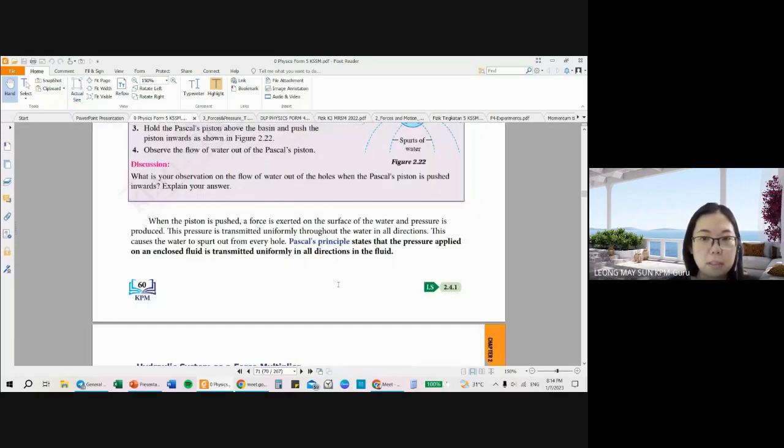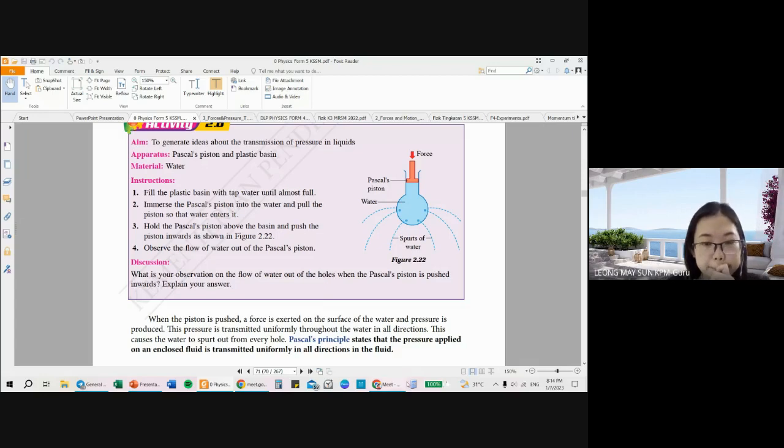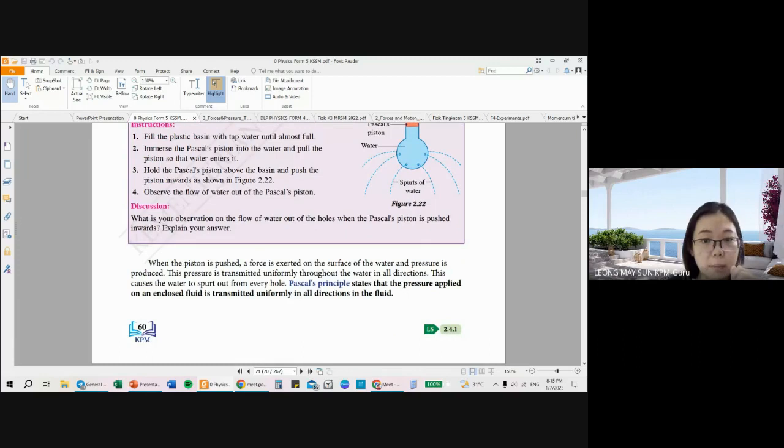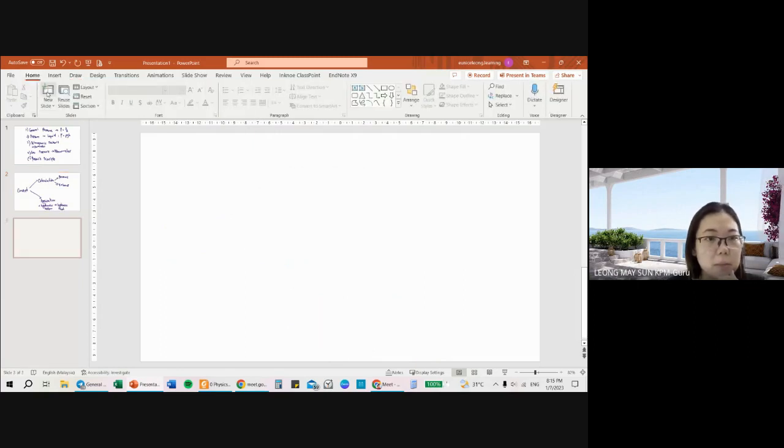Pascal principle is actually in this case. All right, so for Pascal principle, the definition is actually stated at page 60 at the bottom part here. Pascal principle states that the pressure applied on an enclosed fluid is transmitted equally in all directions of the fluid. So what does this actually mean? What does the statement of Pascal principle actually mean?